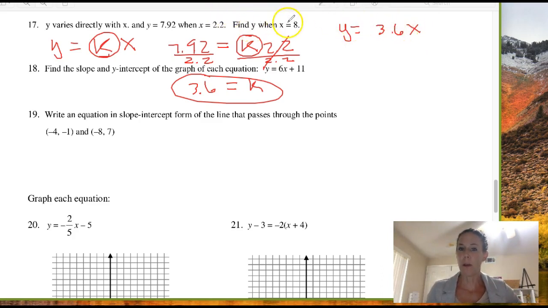So I want to find y when x is 8. So I'm just going to go y equals 3.6 times 8. And when I do that, on the calculator, I'm going to get y equals 28.8.